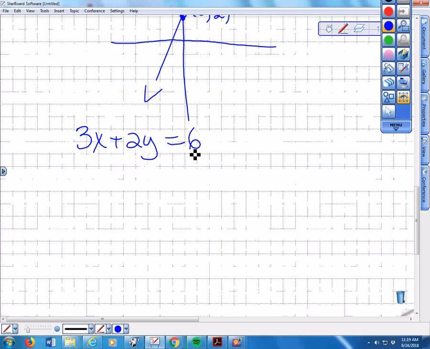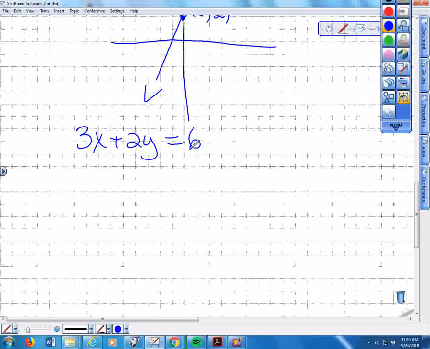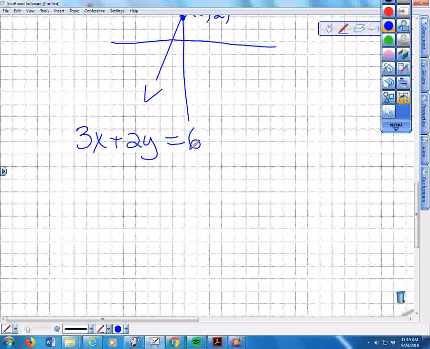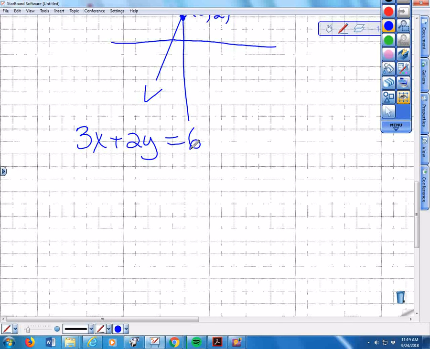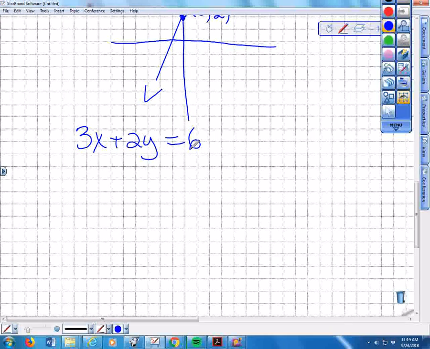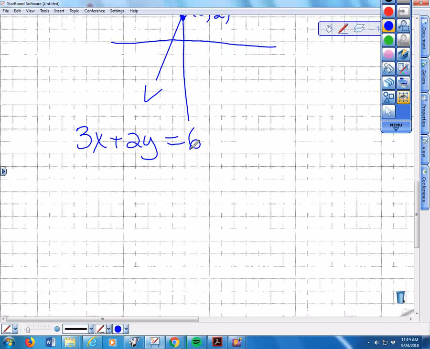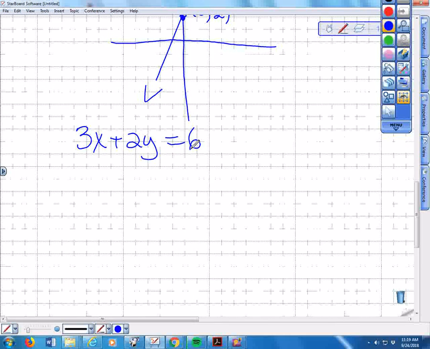If you are the kind of person that sees an equation in standard form and you need to graph it, and the first thing you want to do is put it into slope-intercept form, because slope-intercept form is pretty easy to graph, that's fine. But just realize there's a faster way. And when you get into the ACT, we're always looking for faster ways to do things. Okay, so one way to graph this is indeed to put it into slope-intercept form.